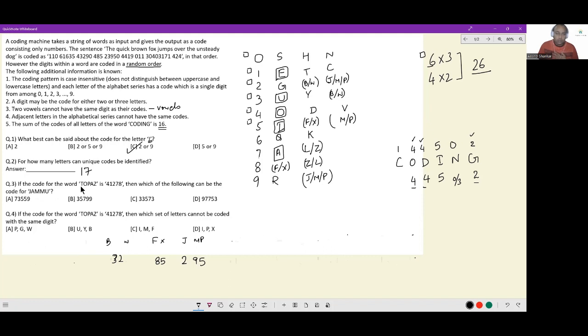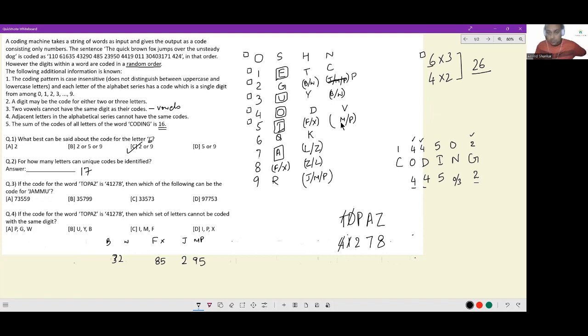Okay. If the code of the word topaz is 41278, which of the following can be the code for jump? Let's work our magic. T is definitely 1, so this does not help. O is definitely 4, so this does not help. P is either 2 or 5 or 9. So P has to be 2 now.